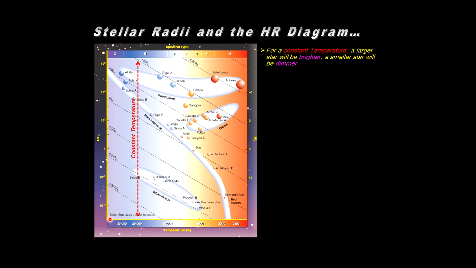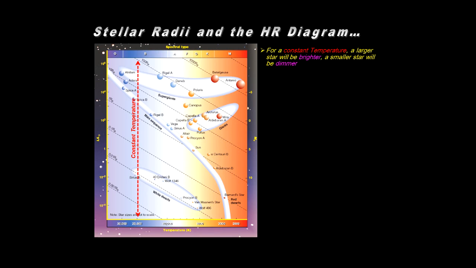Notice the temperature is along the x-axis here, so it doesn't change. Well, what is changing? It's the luminosity. If the temperature stays constant and the luminosity goes up, the only way to make that happen is to make the star bigger. So it goes bigger in that direction, smaller in this direction.